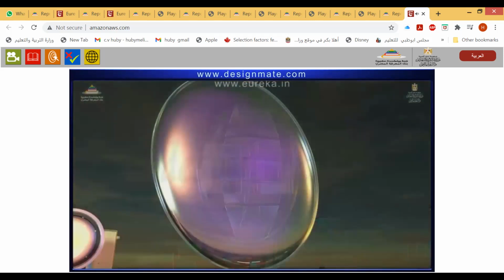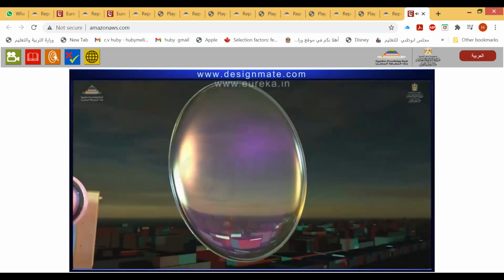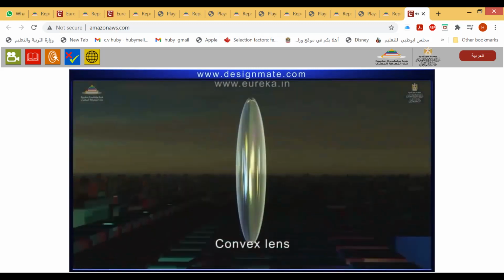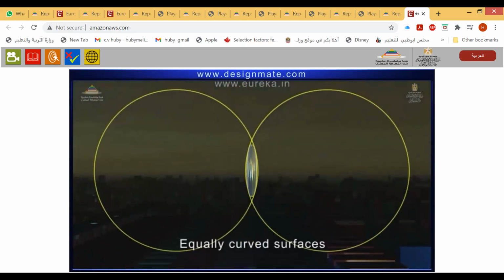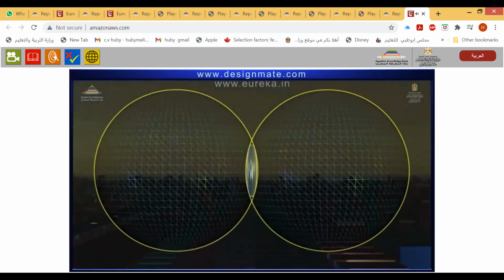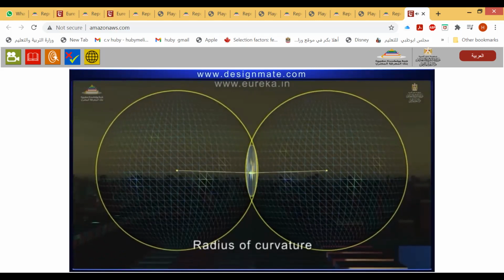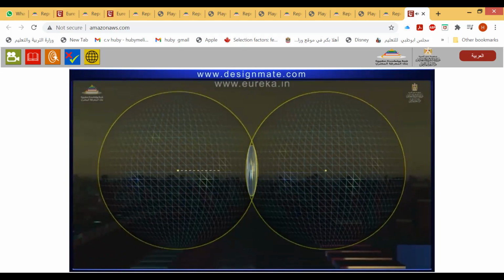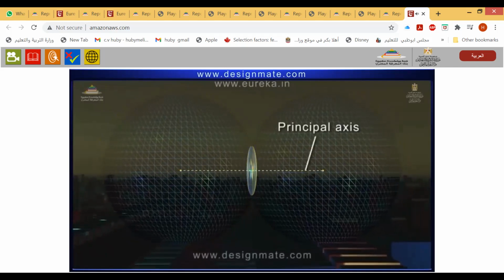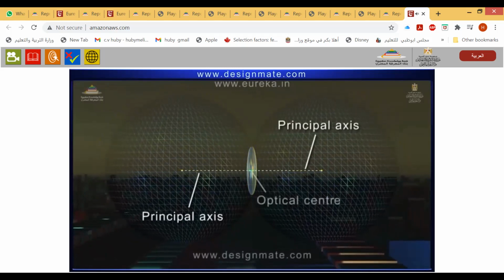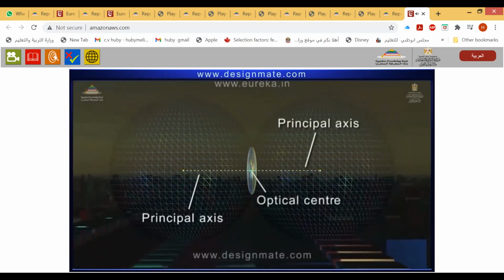A single piece of glass formed in this fashion is called a convex lens. We can consider these equally curved surfaces of the lens to be small parts of spheres. The center of these spheres is called the center of curvature of the lens. The radius of the spheres is known as the radius of curvature of the lens. The line joining the center of curvature on both sides of the lens is known as the principal axis, which passes through the optical center of the lens.